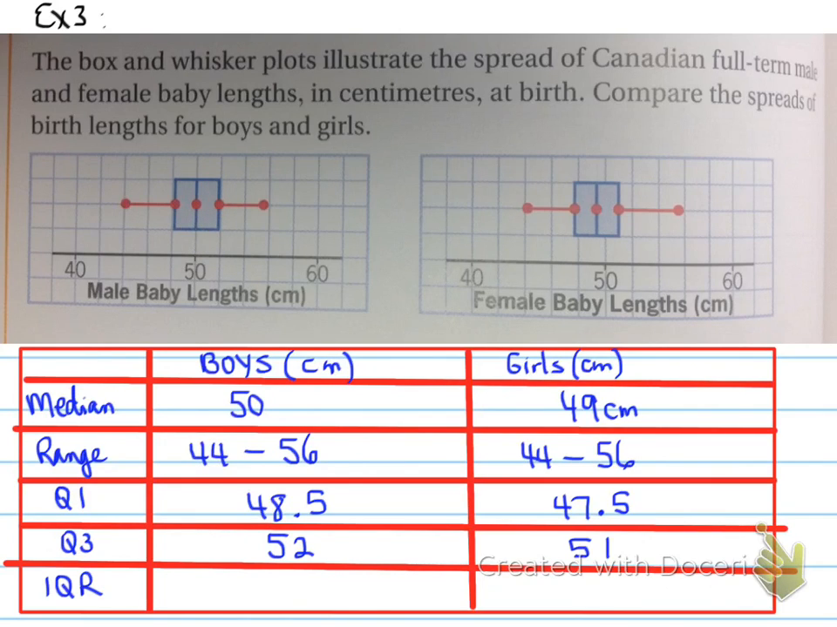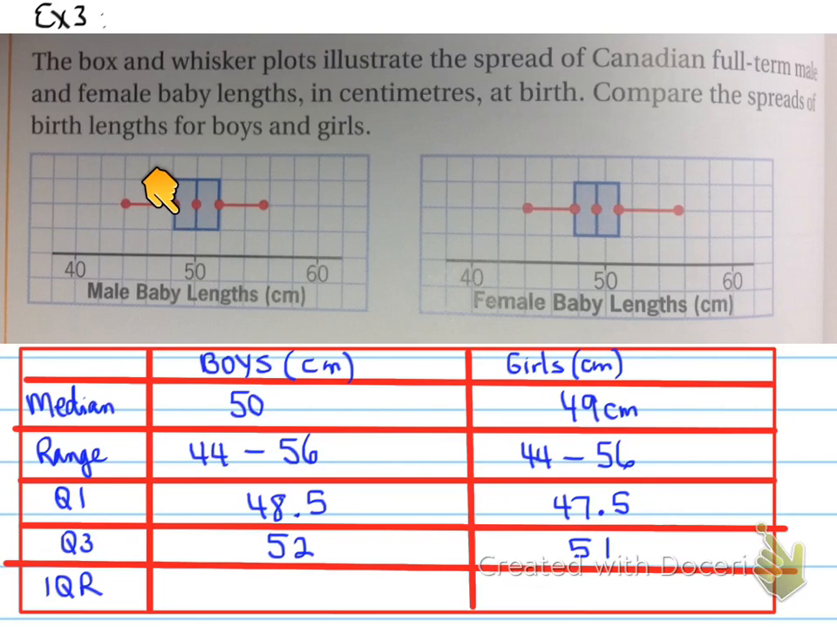For the girls, it's 47.5, slightly less. And the boys, the highest, Q3, is 51. So again, you'd be reading the data that is found here, looking at the dots.